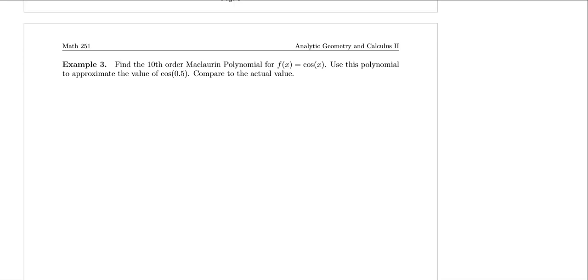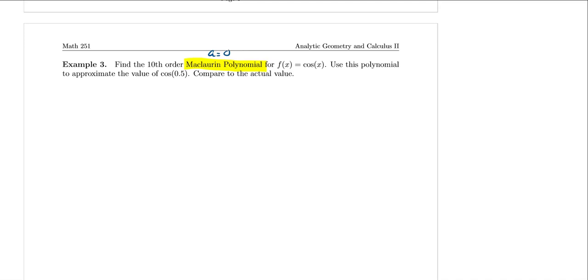Okay, now before we begin, there's a couple of things that I want to point out for this problem. Notice that compared to the other ones, this problem didn't tell you, hey, you're centered at a particular x value. However, this problem did tell us that we're dealing with a Maclaurin polynomial, which means that the value that we're centering at is 0. So we're centering at a equals 0.